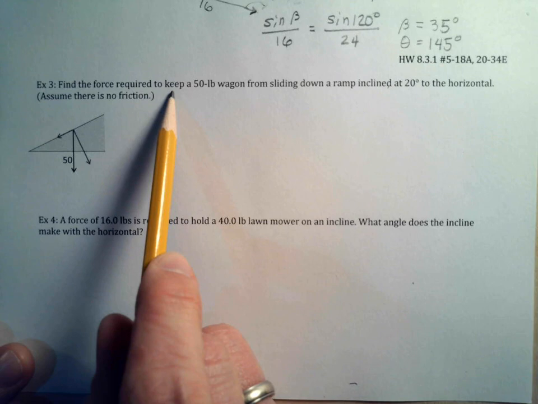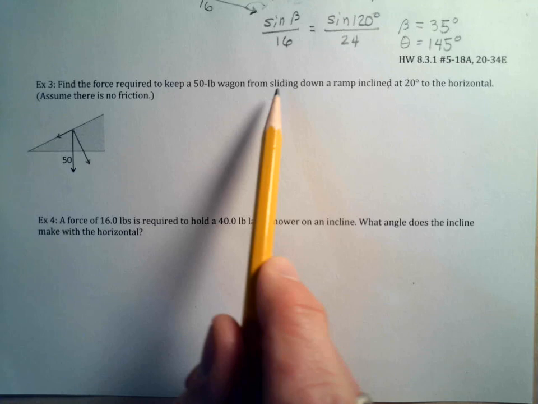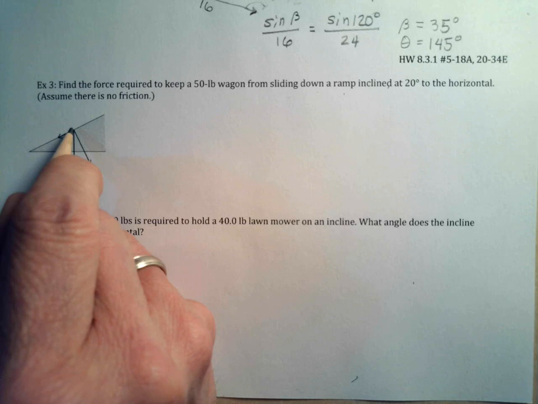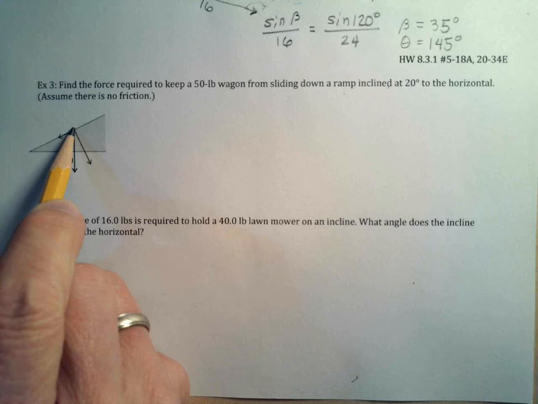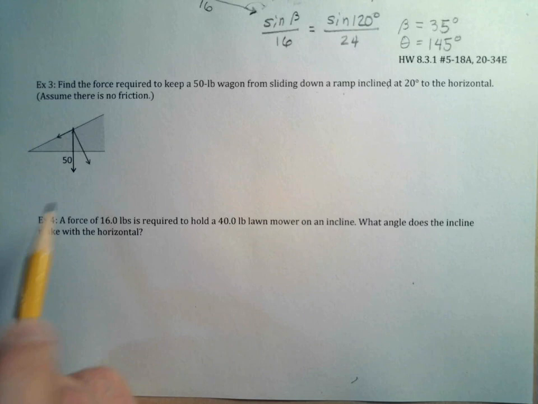Find the force required to keep a 50-pound wagon from sliding down a ramp. So when we think of objects, we're going to reduce them down to a point, almost like their center of mass or center of gravity. Think of it as condensed down to exactly one point. And there's 50 pounds, and that 50 pounds is going straight down. Gravity pulls it straight down.